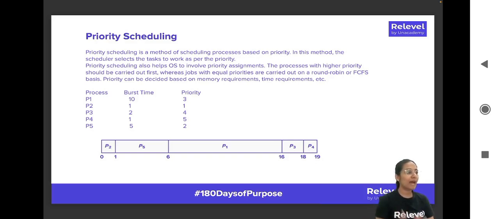Always remember that the priority of a process which is internally decided can often be based on the memory requirements, time limits, number of open files, the ratio of input output burst to the CPU burst. There are a lot of internal factors which decide the priority of a particular process.